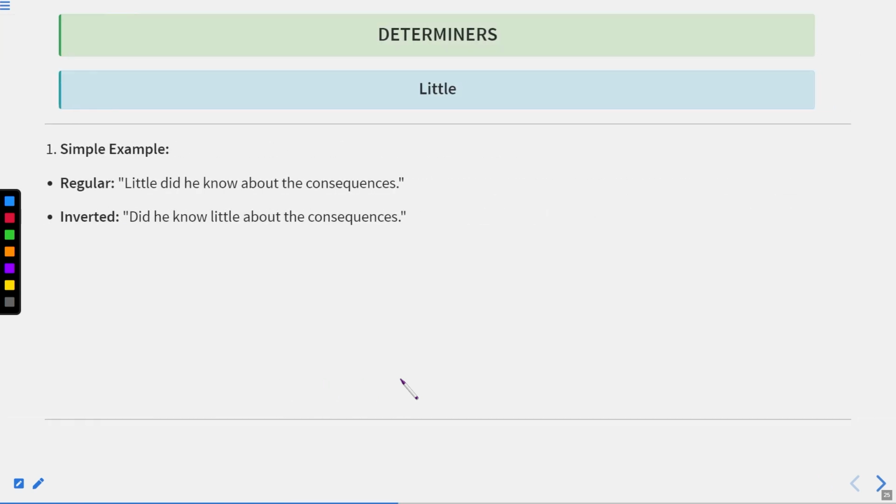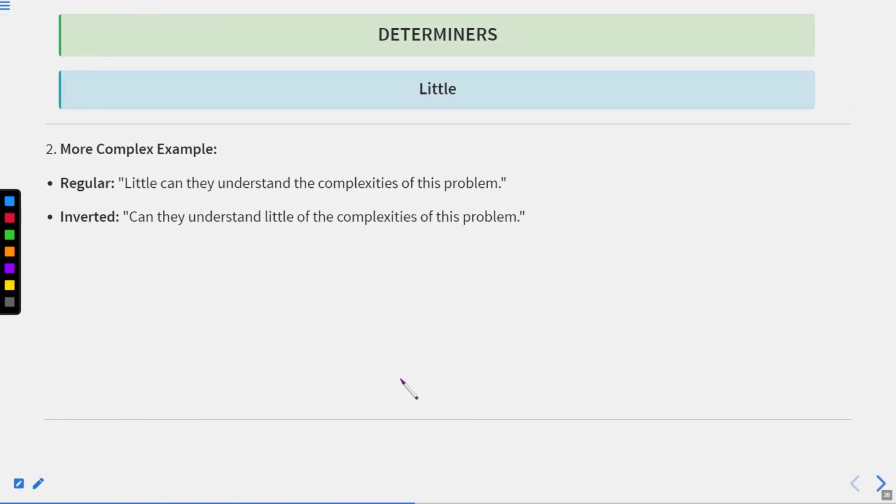Simple example. Regular: "Little did he know about the consequences." Inverted: "Did he know little about the consequences?" So here we can use the word little directly, related to the items we are referring to. Now let us move to the next one. A more complex example. Regular: "Little can they understand the complexities of this problem." Inverted: "Can they understand little of the complexities of this problem?" Now let us move to the next one.